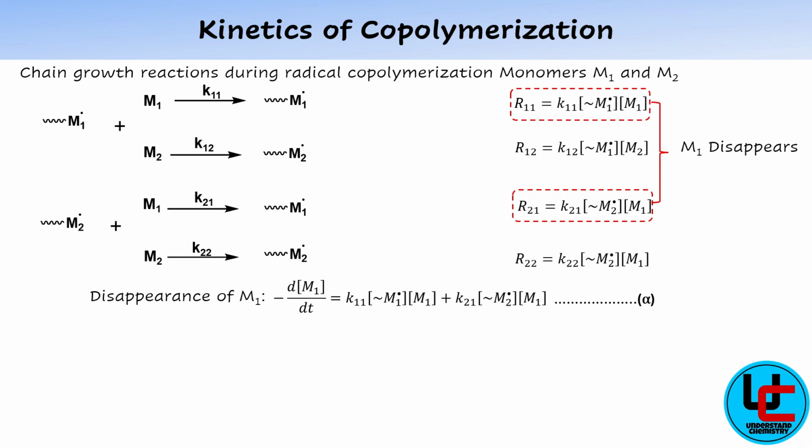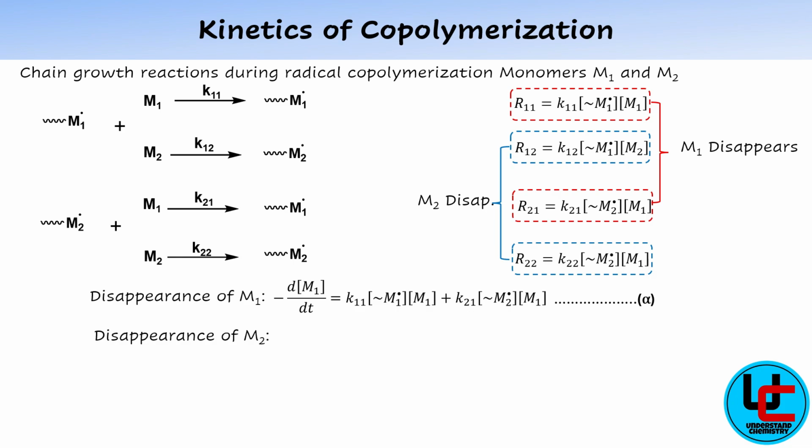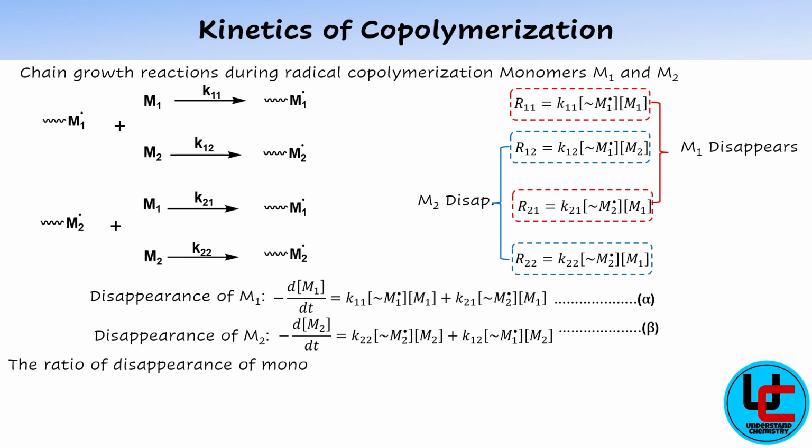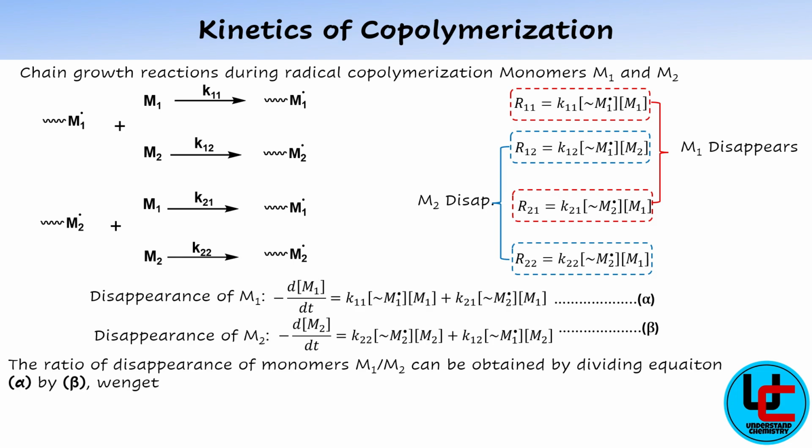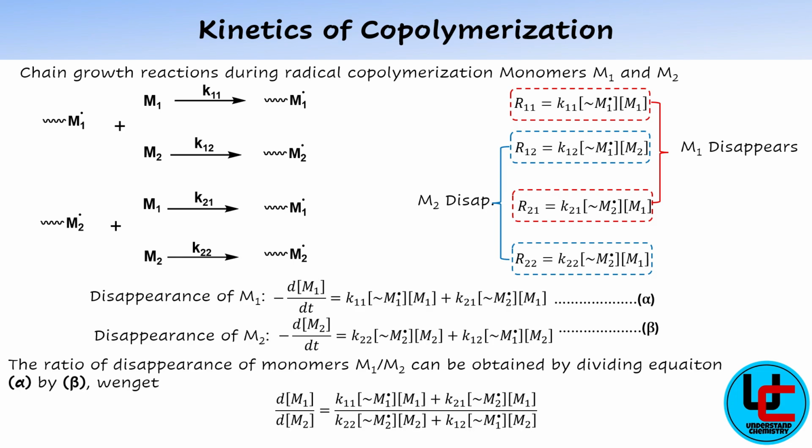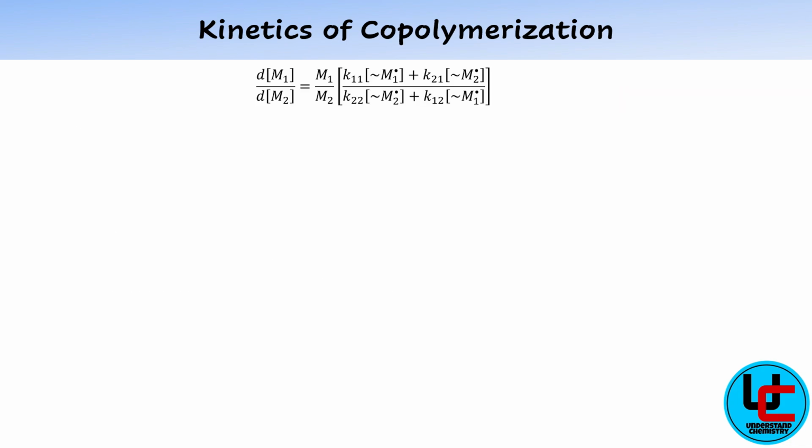Similarly, for disappearance of monomer M2, we can write the negative rate of change in concentration of monomer M2. That would be the sum of reaction rates that involve M2. These are highlighted in blue. Let us name this equation as beta. Now, in order to find the ratio of disappearance of monomers M1 over M2, let us divide equation alpha by equation beta. We get this equation. Taking M1 and M2 from numerator and denominator respectively, we reach the equation gamma.